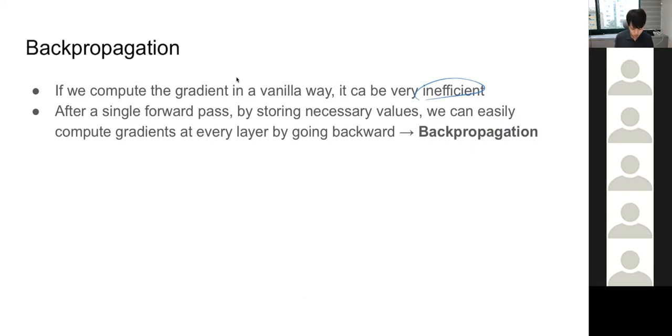So there's a trick called backpropagation. A forward pass here means, nothing about optimization, you basically compute layer by layer. So given the input, you compute what will be the output of the first layer, and then what will be the output of the second layer, and so on until the final output. This is called the forward pass. And after you compute the forward pass, you store some values, not just the outputs, but some necessary values here. And storing these necessary values will help you compute the gradient at every layer by going backward. That's called the backward pass. And the fact that you can compute the gradient this way is called backpropagation.